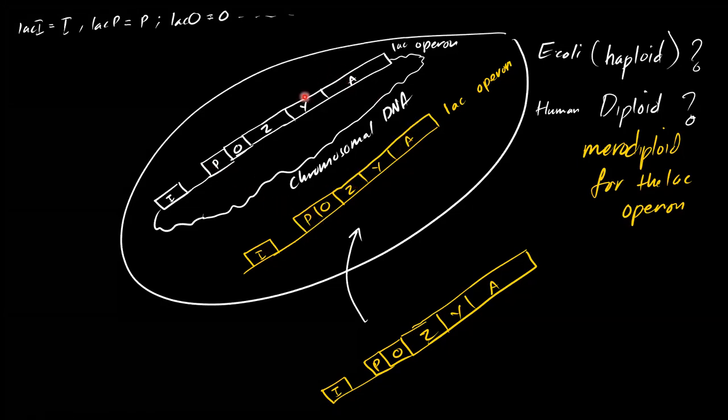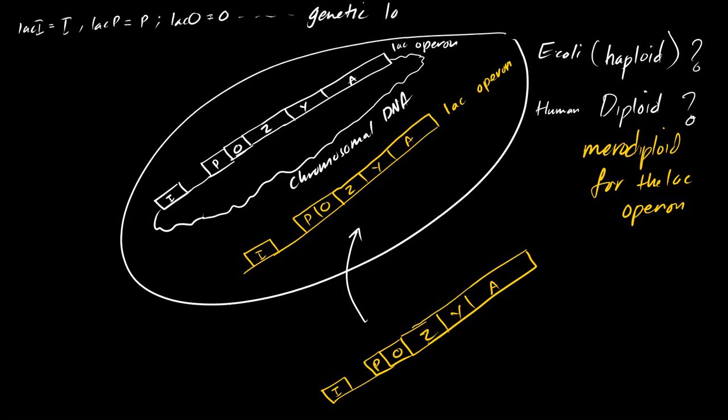So each of these genes or regions in the DNA could be called genetic loci. Each one of them can be called a locus. This is the genetic locus of lac I. This is a genetic locus called lac B. This is a genetic locus called lac O. This is a genetic locus called lac Z, which happens to be also a gene.